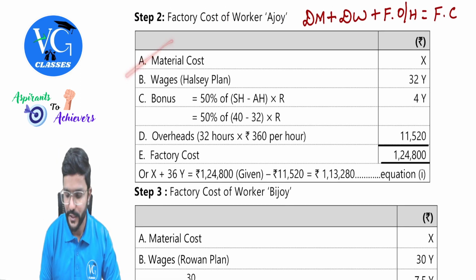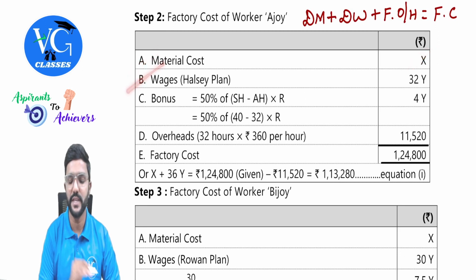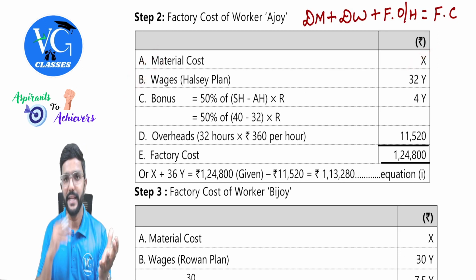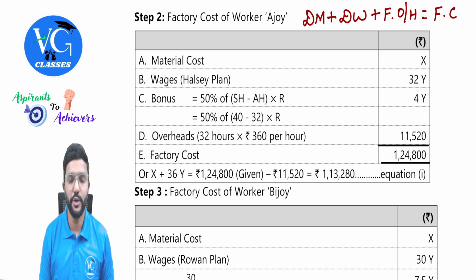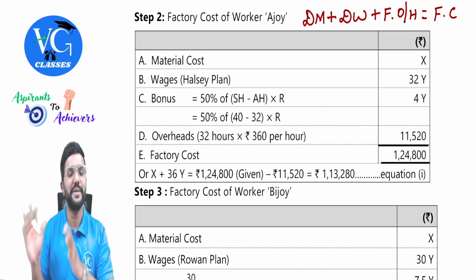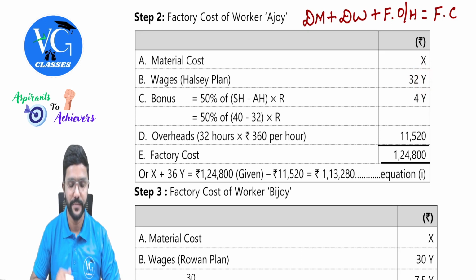So material cost we have assumed to be X. Wages, that is basic wages, would be time taken into hourly rate. Time taken we know for Ajoy is 32 hours. Into hourly rate we don't know. We have assumed it to be Y.